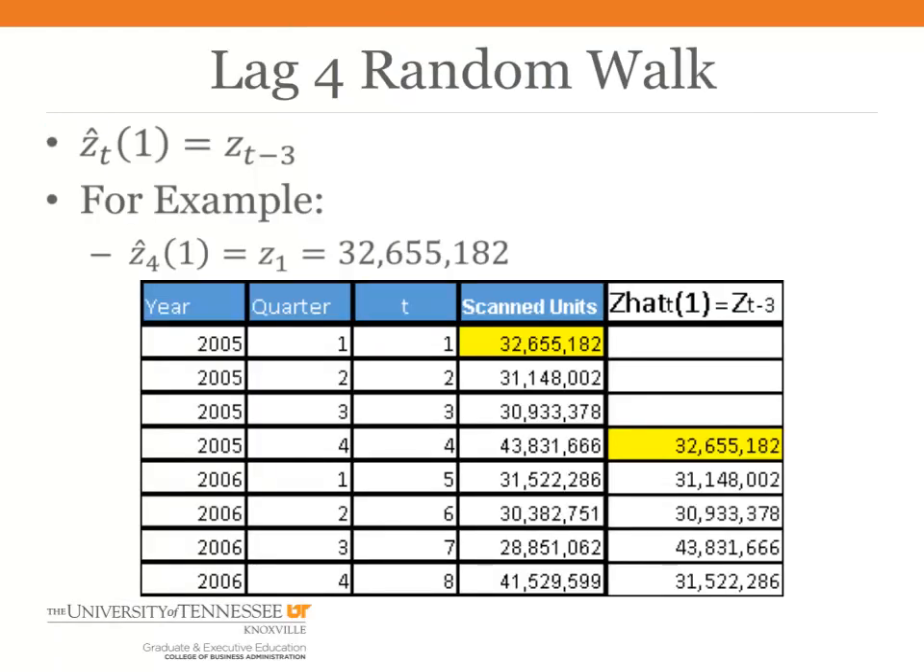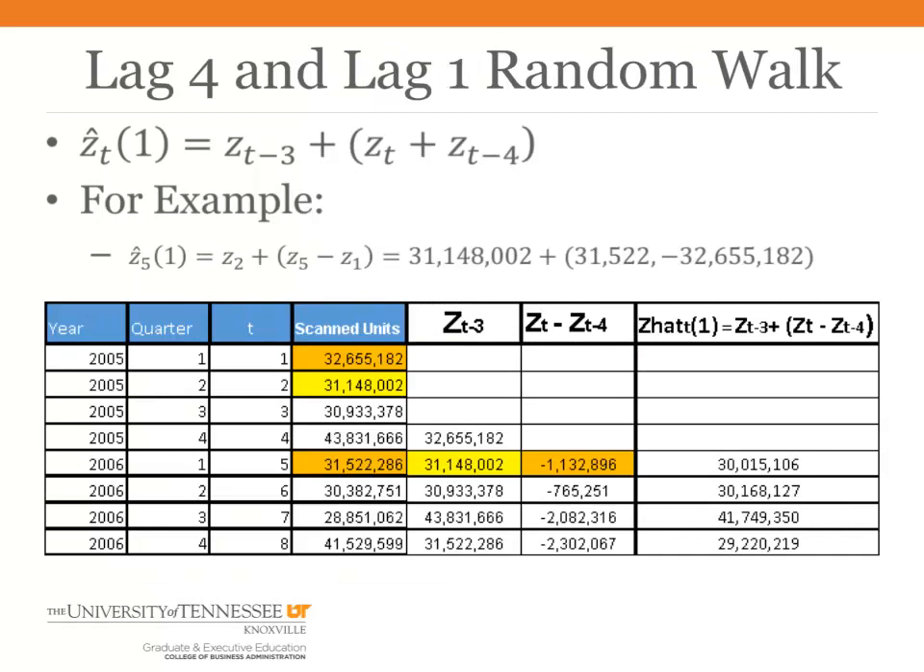What is the most simple way that you could forecast such a time series? Well, suppose it's the fourth quarter in 2005, and you want to forecast the first quarter of 2006. One rule would be to say, just go back to the first quarter of 2005 and use that as a forecast. So the forecast that I would make in period T for period T plus 1 is simply Z sub T minus 3.